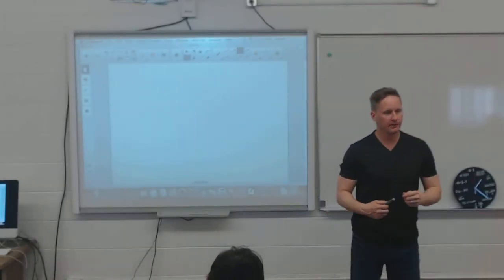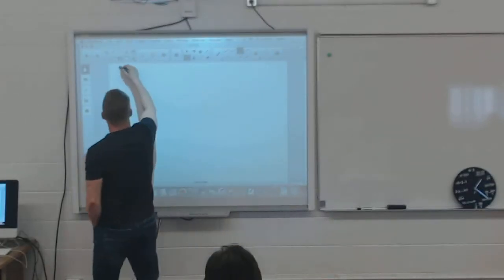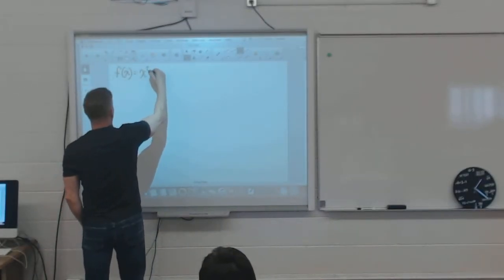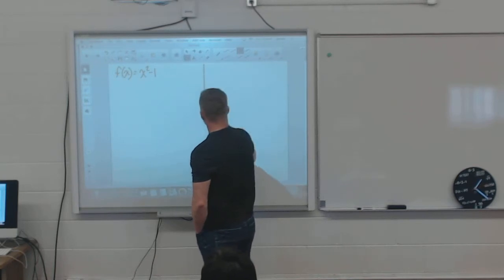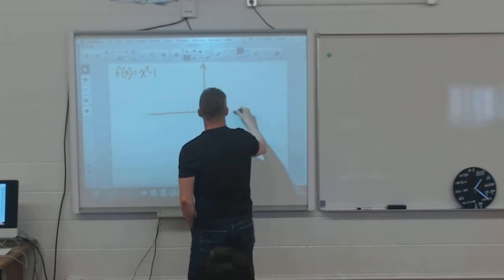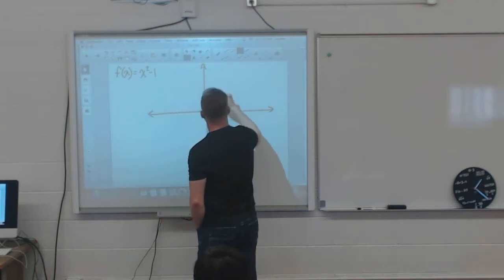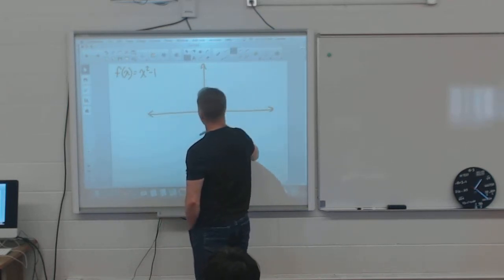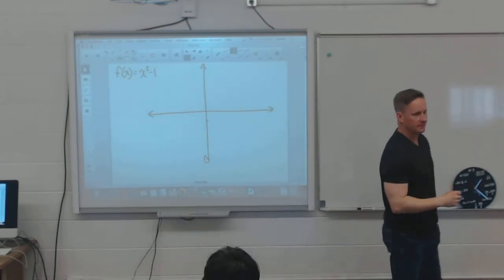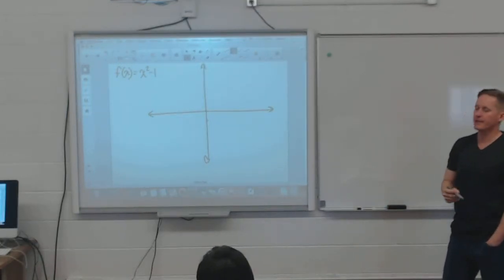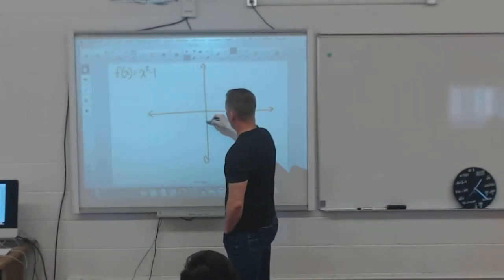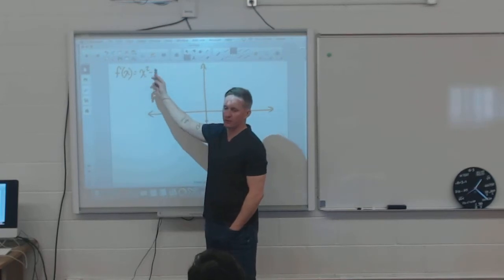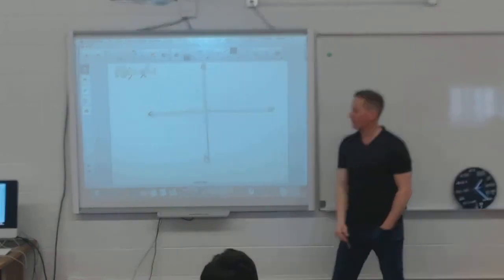Okay, the last one I'm going to show you is the most complicated. f of x is equal to 1 over x squared minus 1. First things first, we need to sketch the graph of x squared minus 1. What is the vertex of this graph? Zero, negative 1. Yeah, h, k. So I've got 0, negative 1.